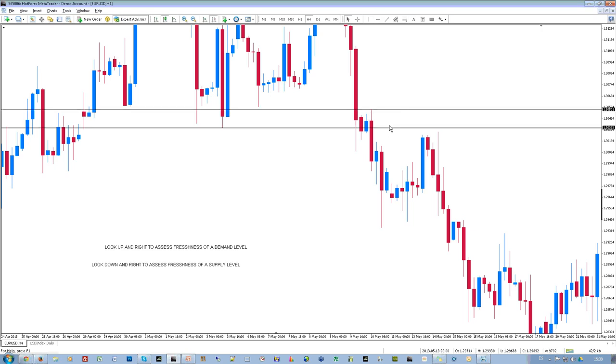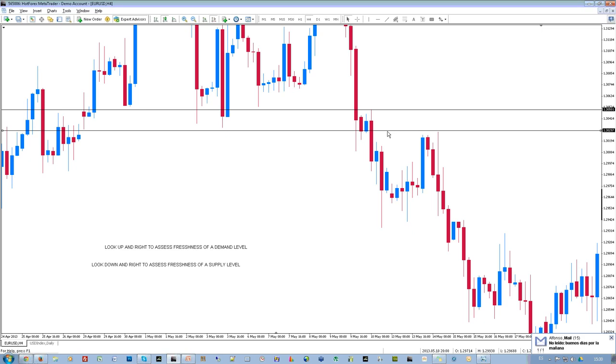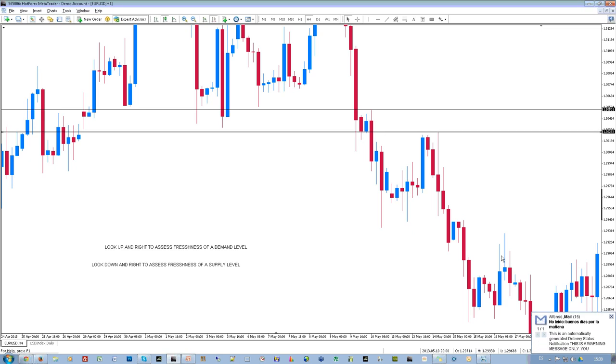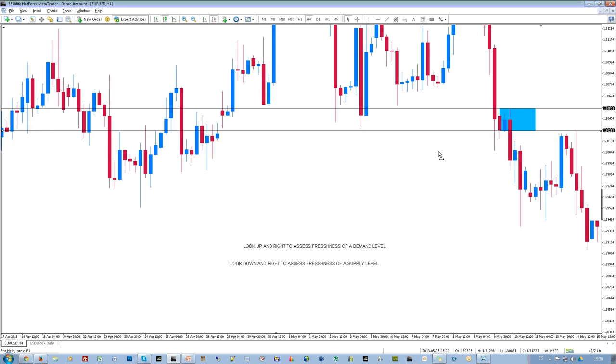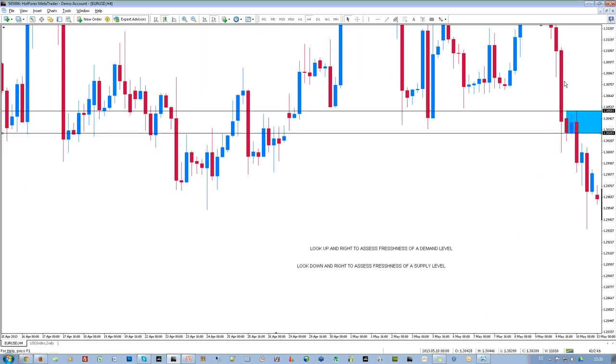So here we would draw the level like this. Horizontal line at the top, which is described in another video, and the lowest low of the basing candles. Okay, and then we draw the level like this. So this is the level. Is this level fresh or not? This is a drop, a base, and a drop.